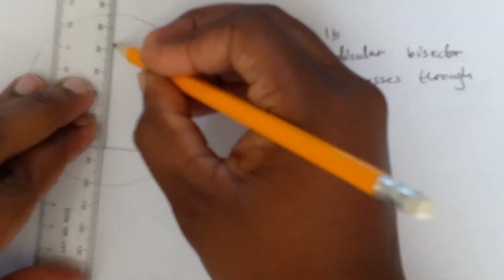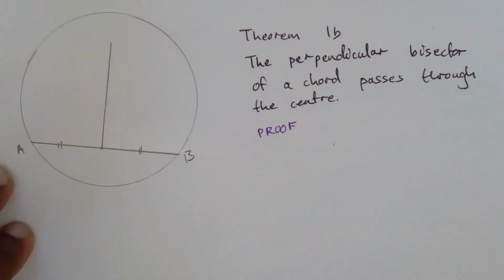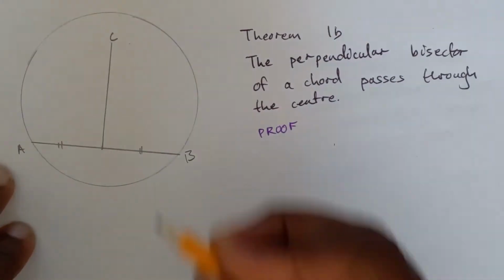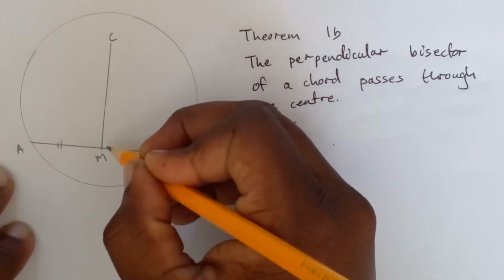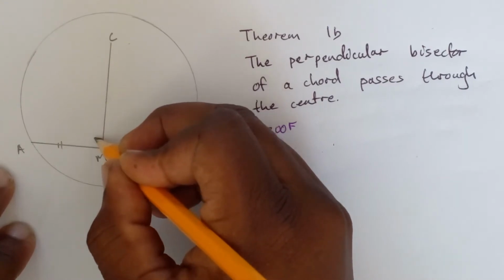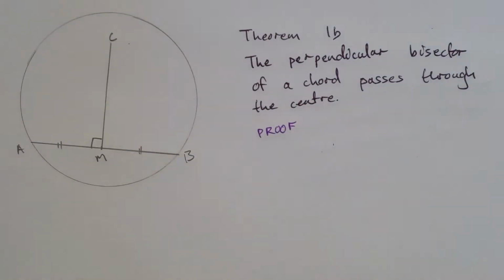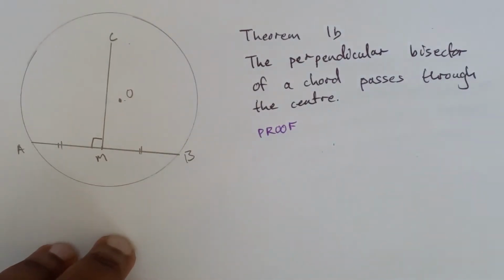Okay, let's give names to this. Let's call that point A, let's call that point B, and let's call that point C. Let's call this point M. So we are drawing a perpendicular bisector, which means this angle is going to be 90 degrees. First of all, we're just going to assume that O, so let's draw another point O, and let's say this O is the center.